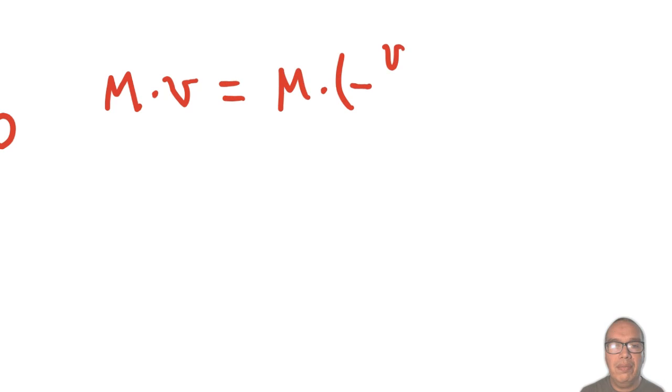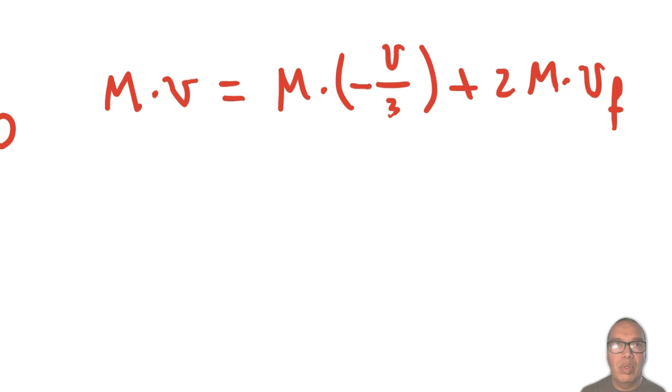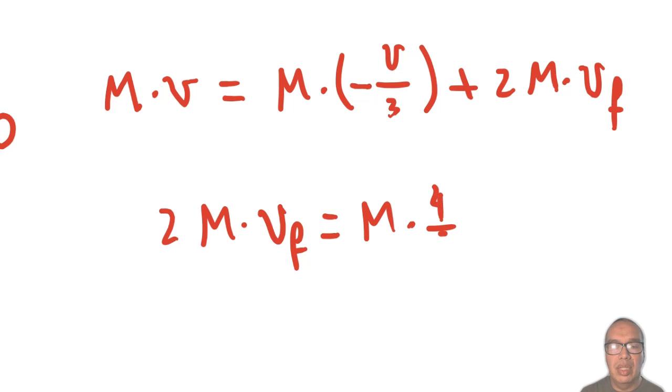In the equation of conservation of linear momentum, we have m times v is equal to m times negative v/3 plus 2m times final velocity. With a little algebra, we get 2m times final velocity is m times 4/3 of v.